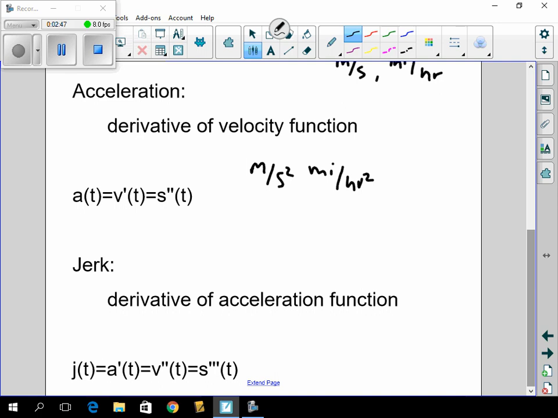Jerk is like if you get into a car accident and you get hit from behind and your head jerks back into your seat. That's the idea of jerk, and this is generally measured in meters per second cubed. Another example would be miles per hour cubed. So jerk is an even more rough motion than acceleration.